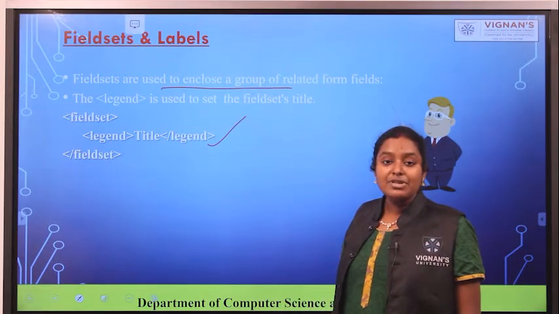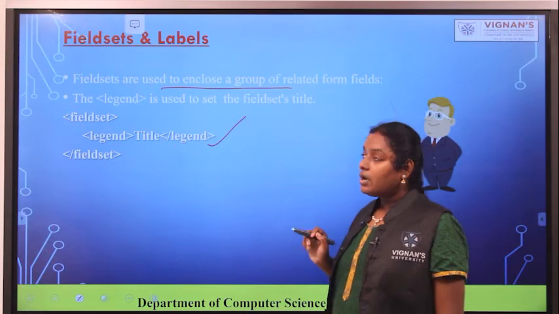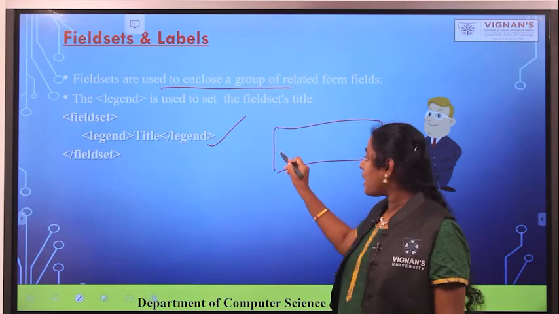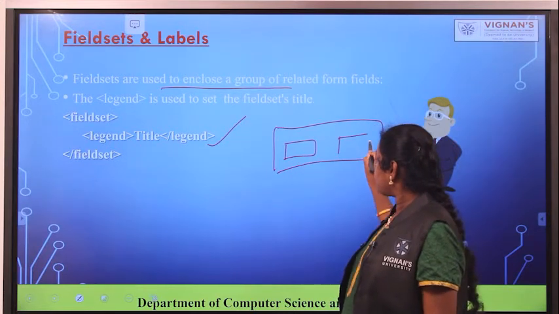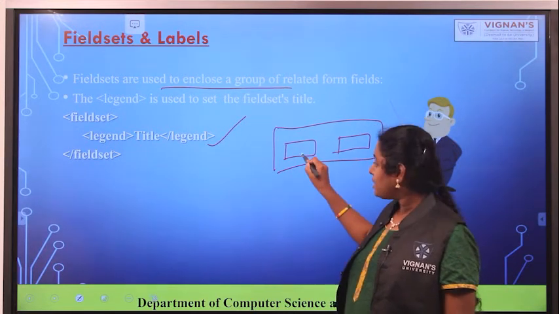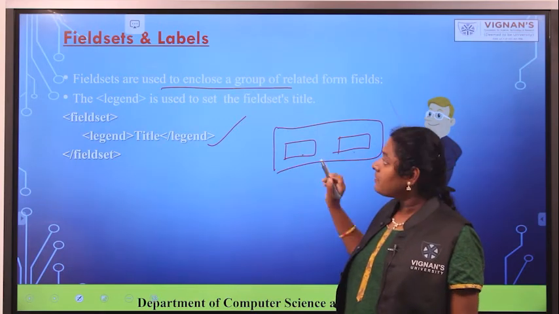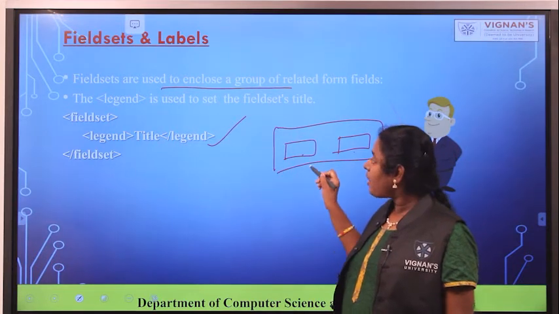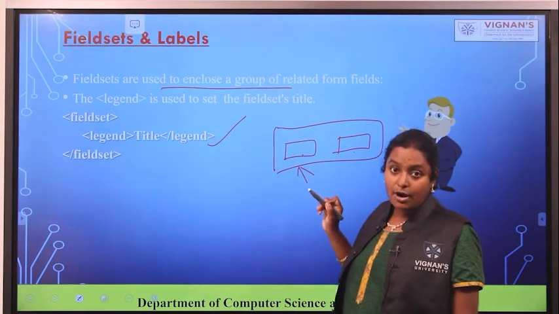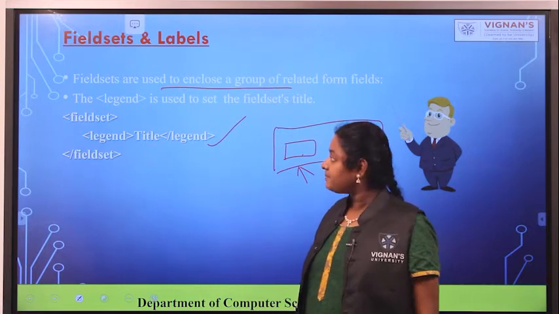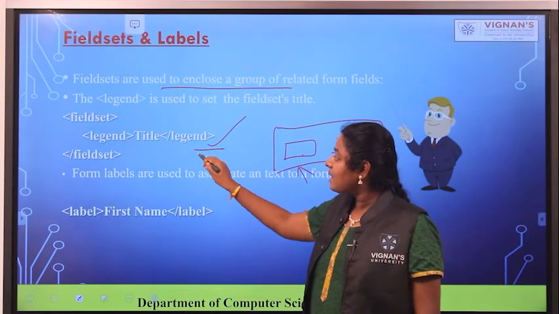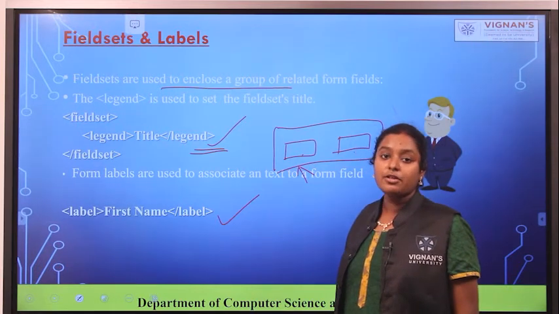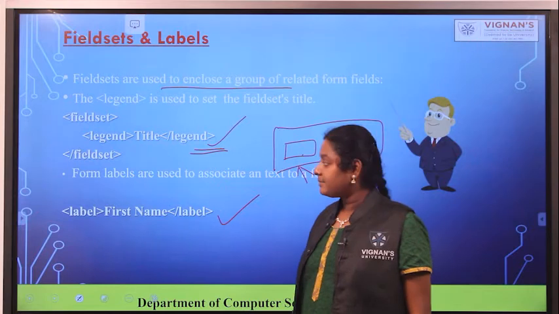So what is the purpose of this legend tag? With the help of field set, you are able to group the controls. So this is one control and this is one control. A control is nothing but this text field and this text field. With the help of field set, you are able to group these controls. If you want to give a name to this field set, you have to use a tag called legend. This will be seen clearly in the example. You can also create a label on the form by using a label tag.